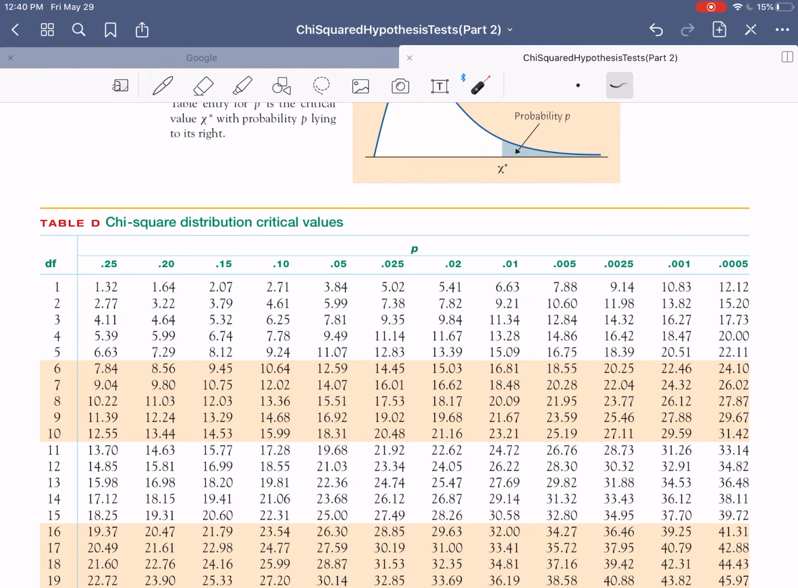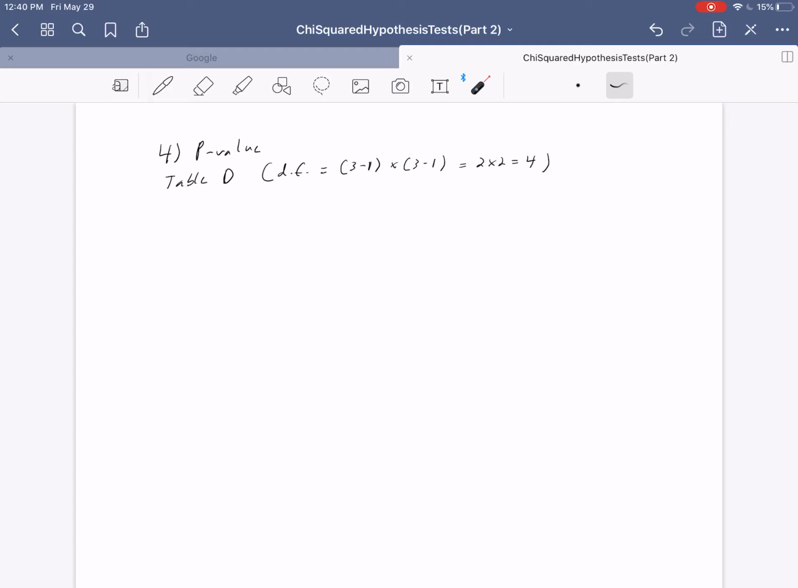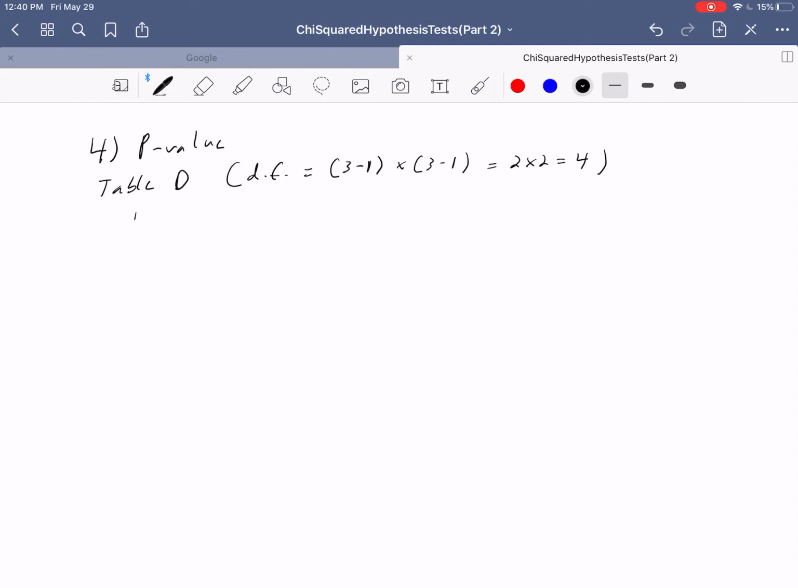So we've got our 4 degrees of freedom, 33.28. Well, it seems like we would end up right over here. So we'd be off our table on the right-hand side. Now, these p-values are getting smaller and smaller, right? 0.25, 0.20, 0.15, so on. So we know that ours is going to be smaller than the smallest p-value. So our p-value is going to be less than 0.0005. So we can say here that our p-value is going to be smaller than 0.0005.